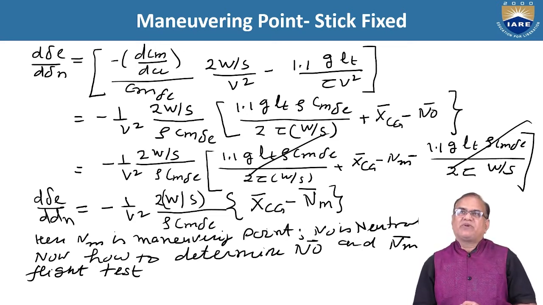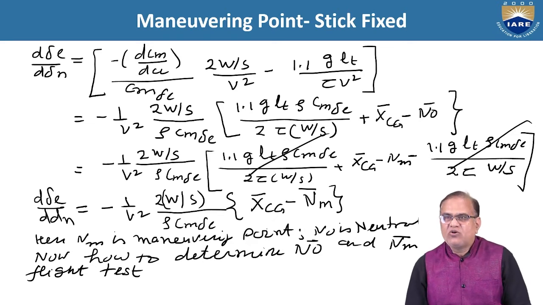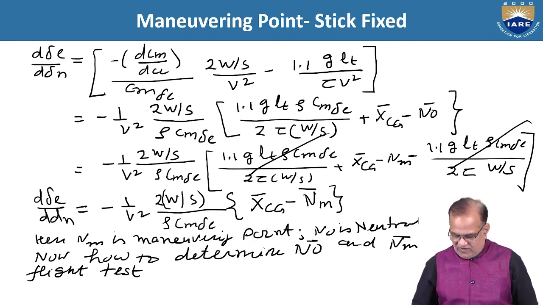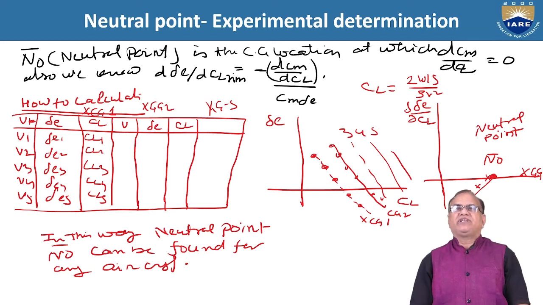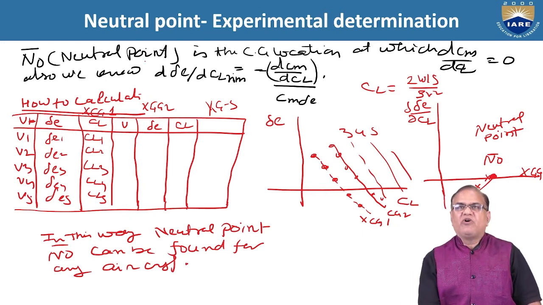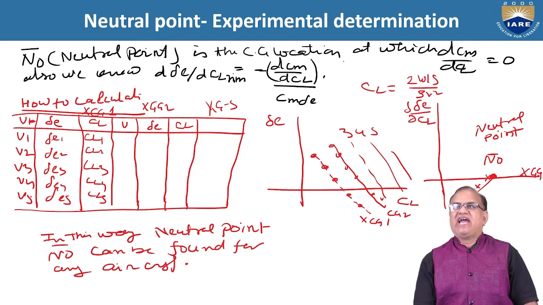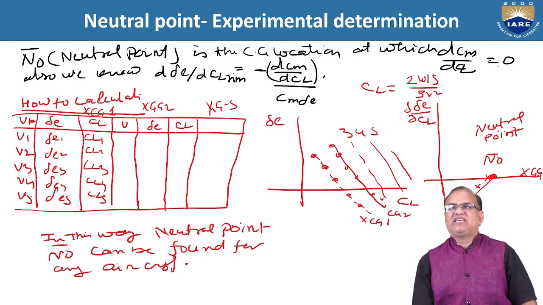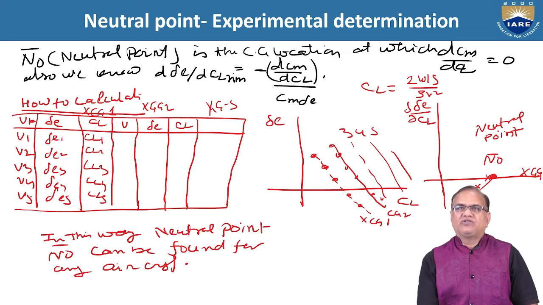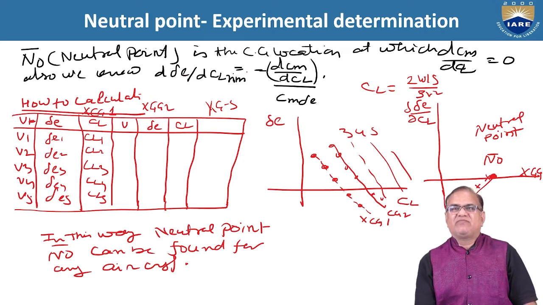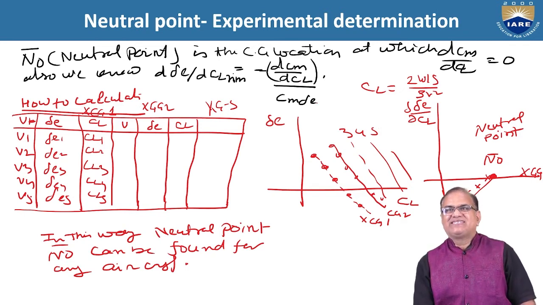So our next topic is how to determine N0 and Nm through the flight test. So, determination of the neutral point by experiment. We know that the neutral point is the CG location at which dCm by dCl is equal to 0. Also, we know that d delta E by dCl trim is equal to minus dCm by dCl divided by Cm delta E. We know that Cl is equal to 2W by S rho V square.